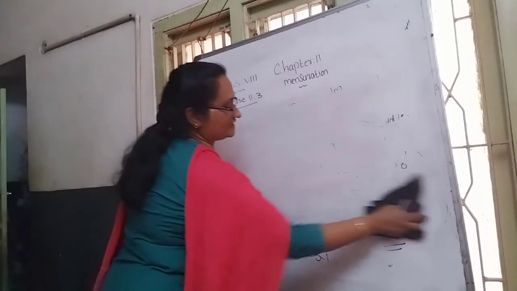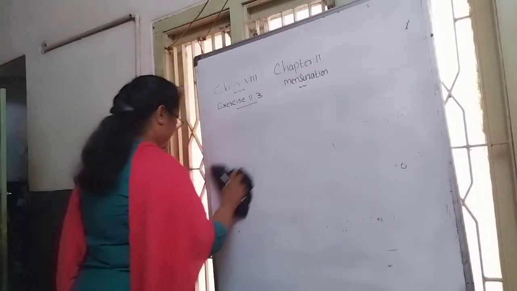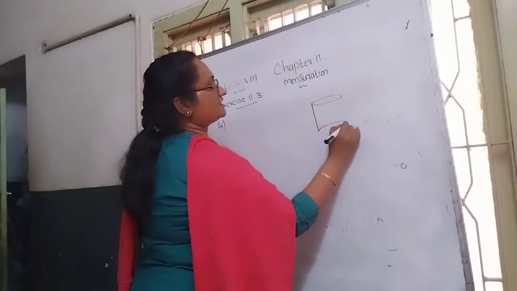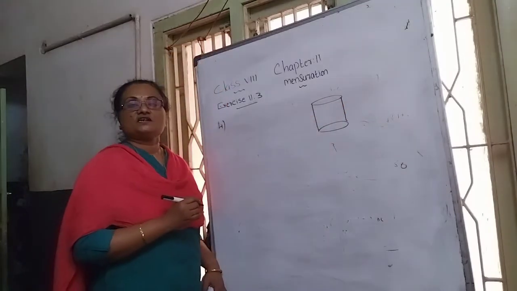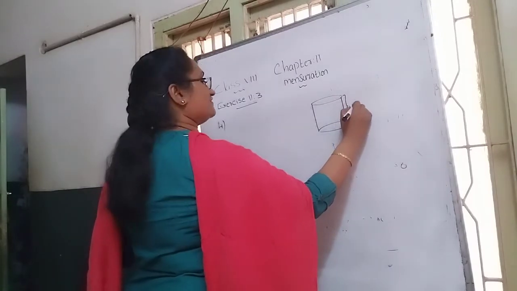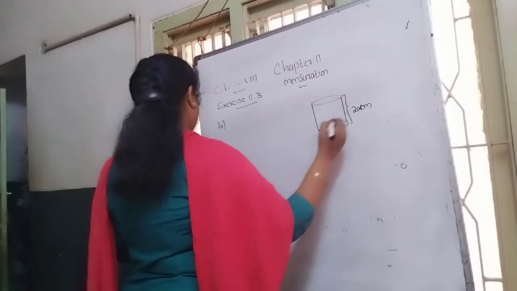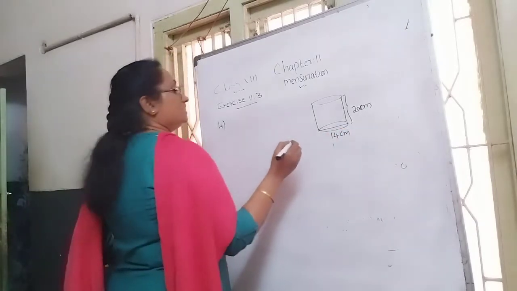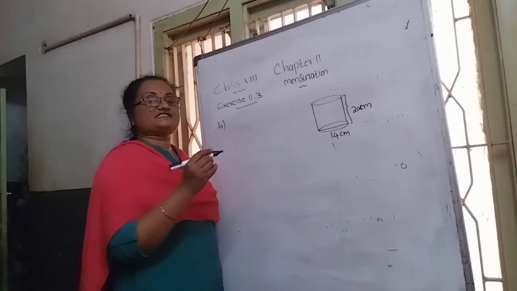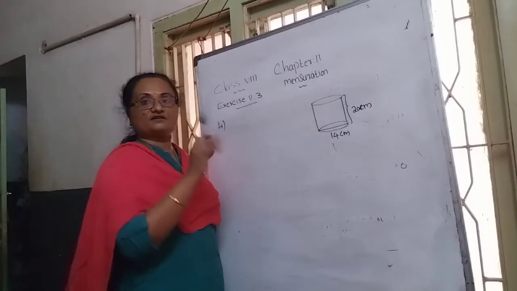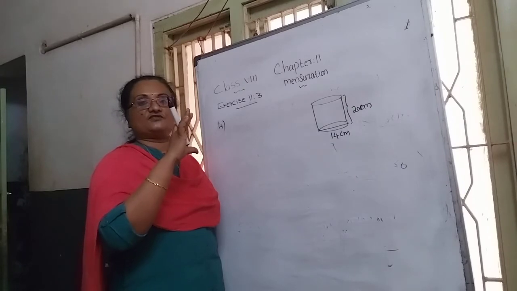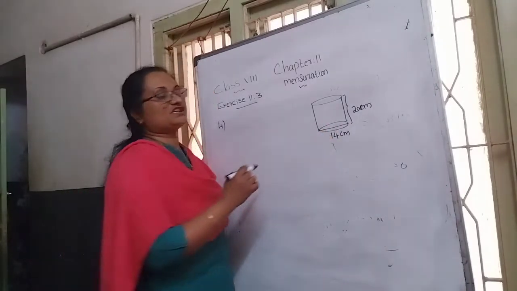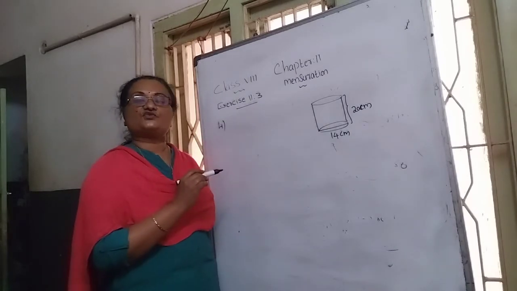Fourth question, they say another cylinder shape. Fourth question, cylinder shape. One tin is there, a milk powder tin. The total height of the cylinder is given as 20 centimeter. Then the total diameter is given as 14 centimeter. Different height tins are available, but this tin's total height is given as 20 centimeter and its diameter is 14 centimeter.